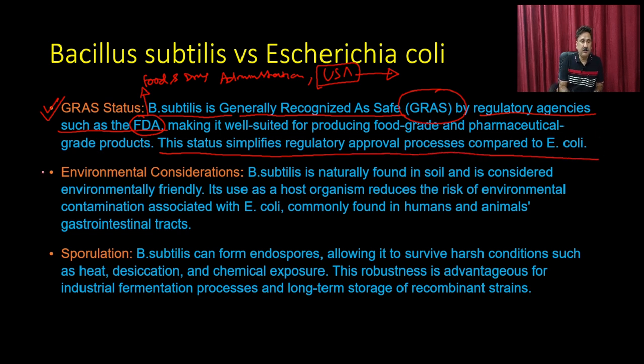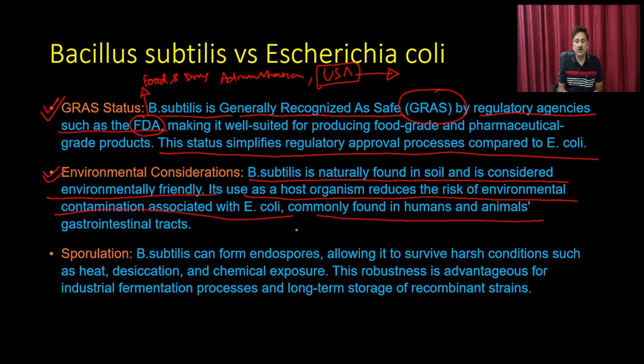Then environmental considerations. Bacillus subtilis is naturally found in soil and it is considered environmentally friendly. Its use as a host organism reduces the risk of environmental contamination associated with E. coli, commonly found in the gastrointestinal tracts of humans and animals.